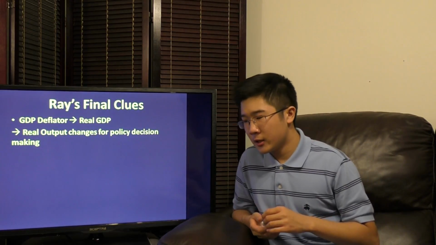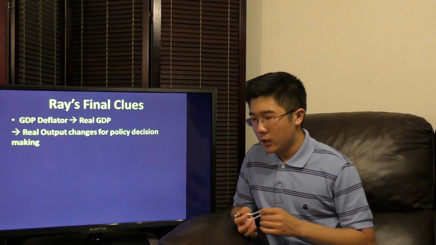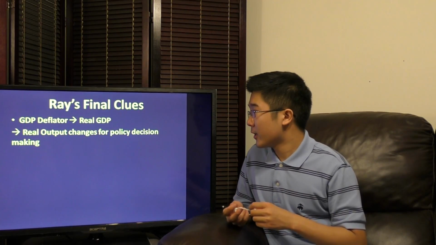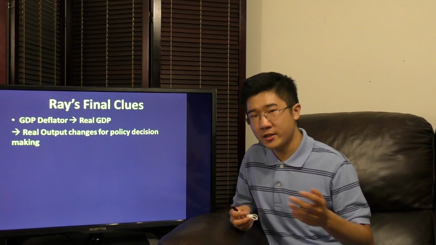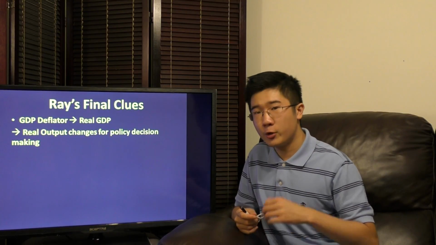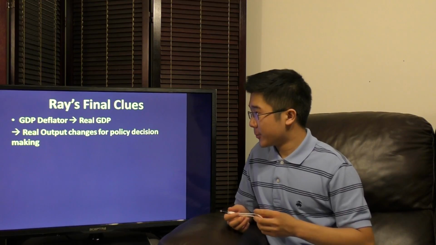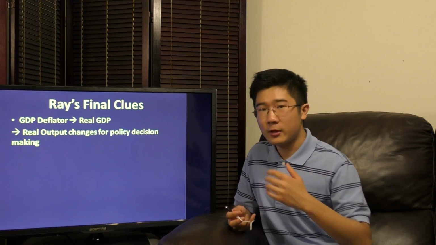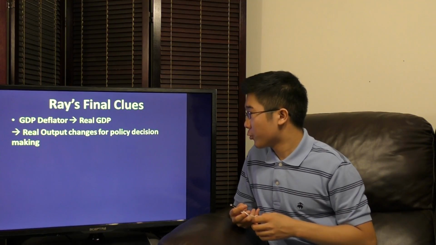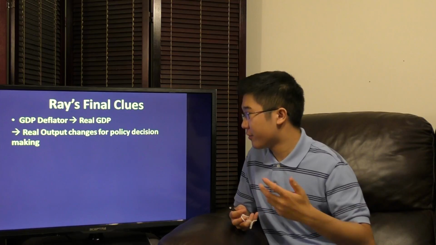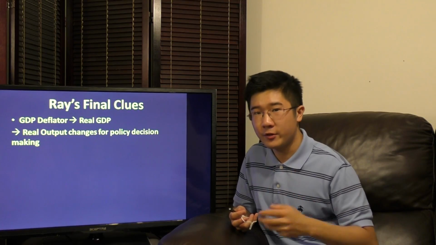So the last final clues: using our GDP deflator, we can find our real GDP. The GDP deflator adjusts just for prices, because we don't want to see price fluctuations, we want to see production fluctuations. That's the real measure of our economy. And so real output changes matter for policy decision making, and that's the one last step we should remember, because different policies can affect how our economy responds.